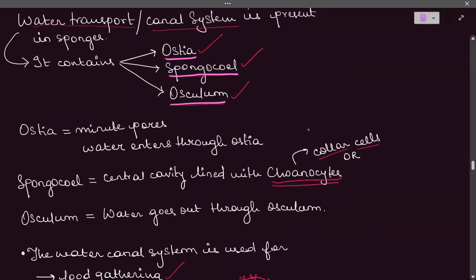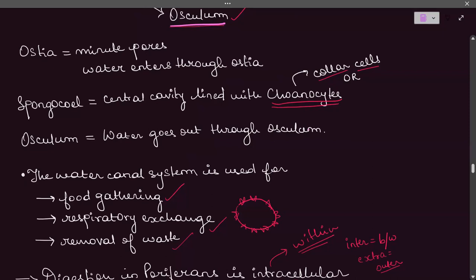Now, talking about ostia, it is a minute pore through which the water would enter. Then, after entering the ostia, the water will go into the spongocoel, which is the central cavity that is lined by cells known as collar cells or choanocytes. And then the water will be expelled out of the body of the sponges with the help of the osculum. So these three structures are there in the water canal system.